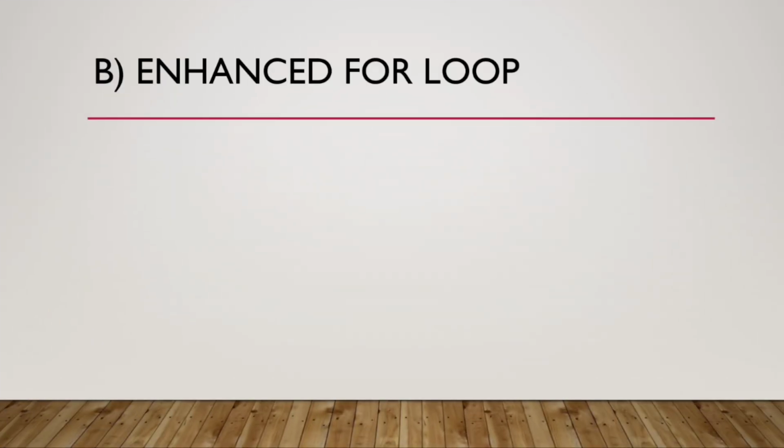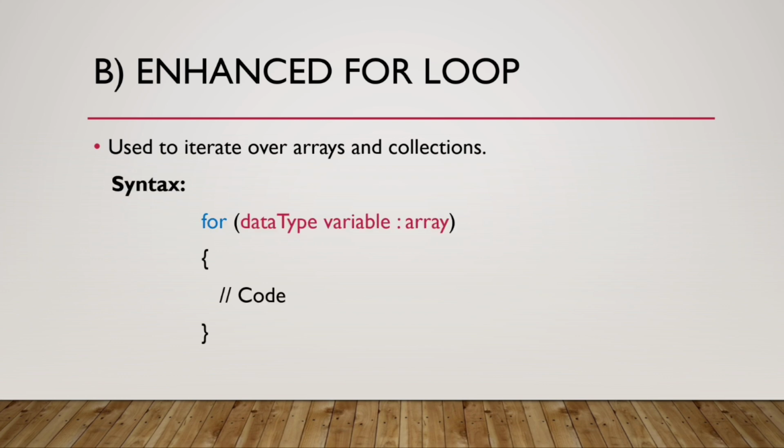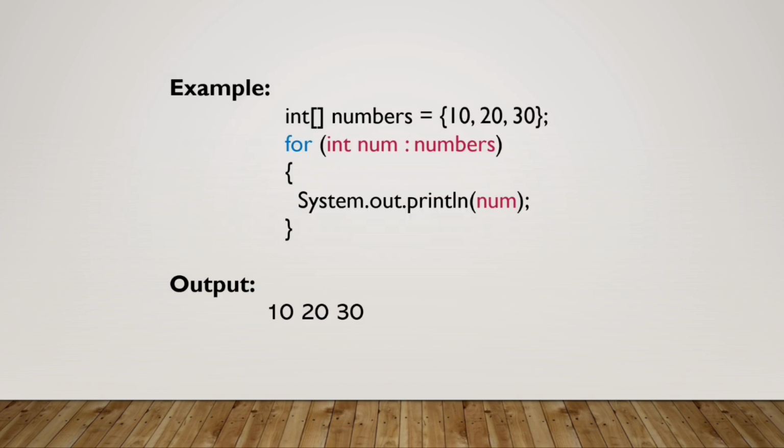B. Enhanced for loop. Used to iterate over arrays and collections. Syntax: for (data type variable : array) { code }. Example: int[] numbers = {10, 20, 30}; for (int num : numbers) System.out.println(num); output: 10 20 30.